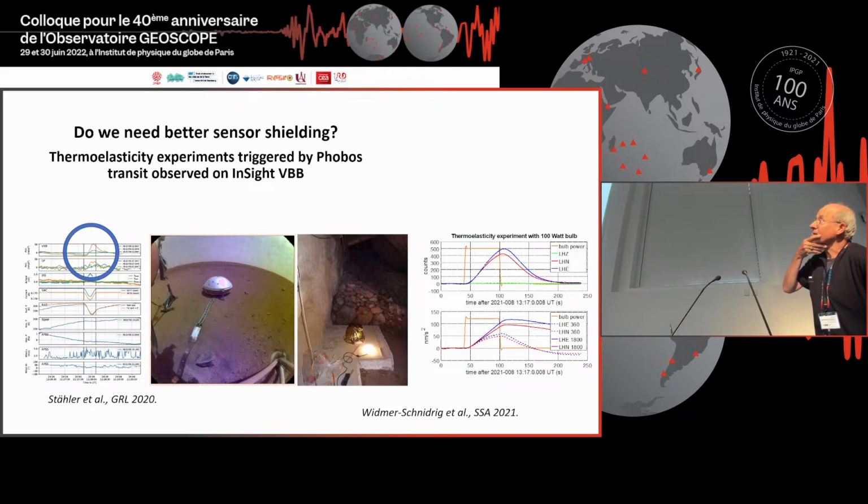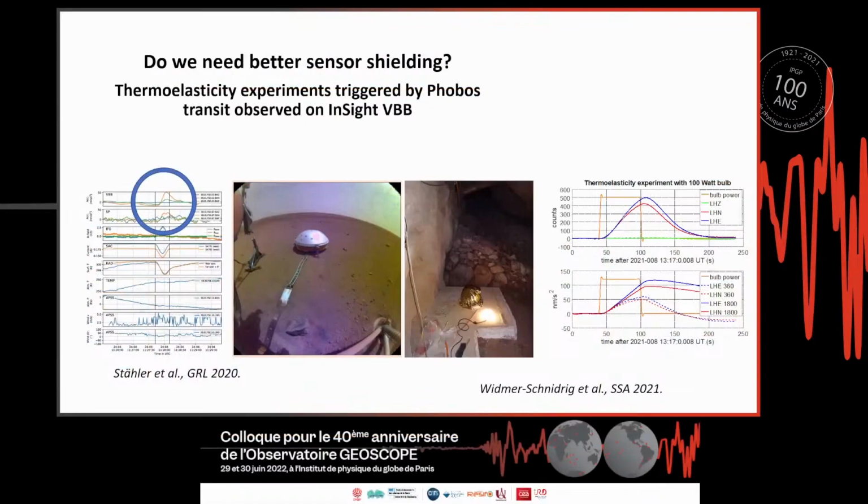Do we need better shielding? Now this is an experiment that was triggered by an observation of an eclipse on the surface of Mars. I am fortunate to be a member of the InSight science team, and when we got the data down from the Phobos eclipse, when we knew that there would be an eclipse, we were certainly puzzled and intrigued by the data. That eclipse by Phobos takes 28 to 30 seconds.